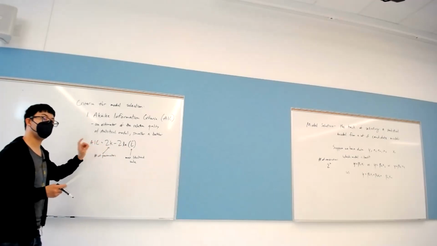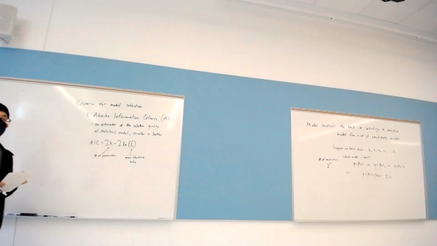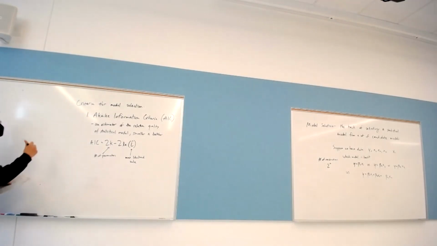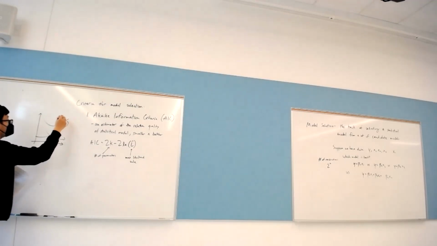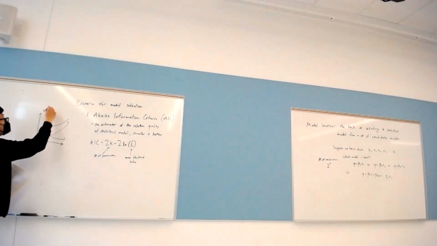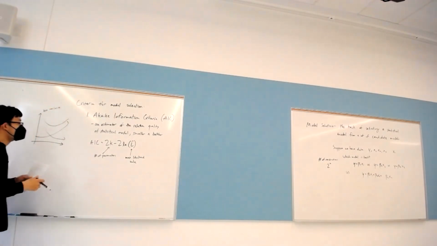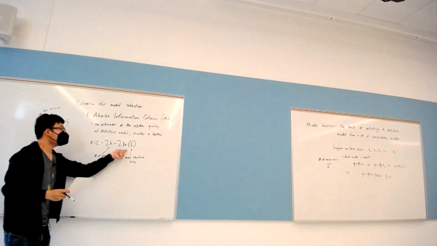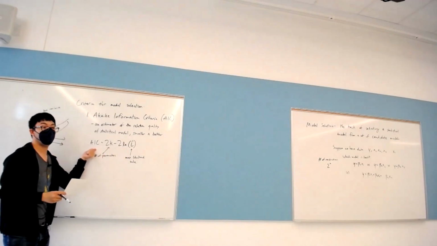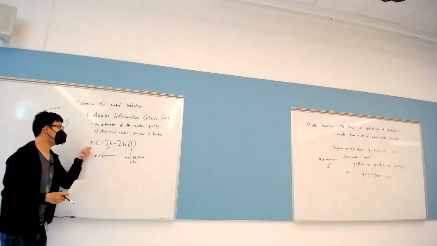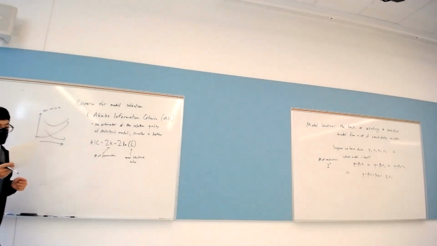So in the same way that we leverage the out of sample MSE to find the right model, this is inherently doing our bias-variance trade-off. This term will be trying to reduce bias, this term will be trying to reduce variance, and that's the AIC.